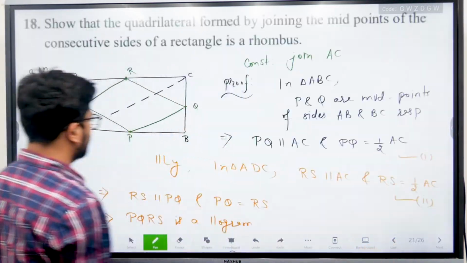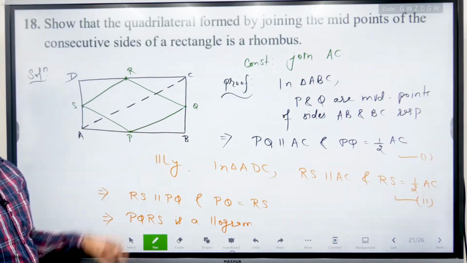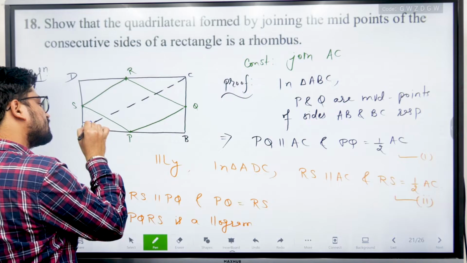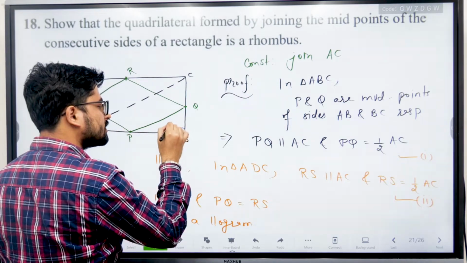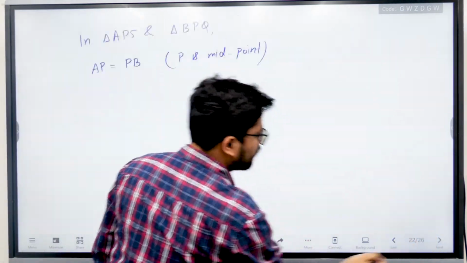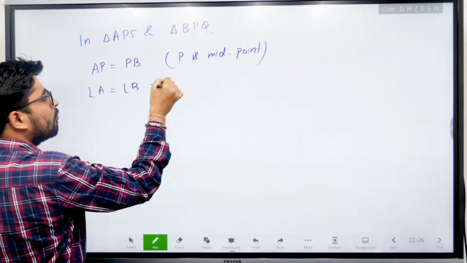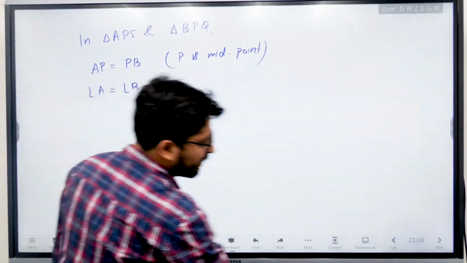Next, angle A is equal to angle B because this is a rectangle, so both are 90 degrees. Yes, this is 90, this is 90. Got it? So you can say angle A is equal to angle B. Both are 90.